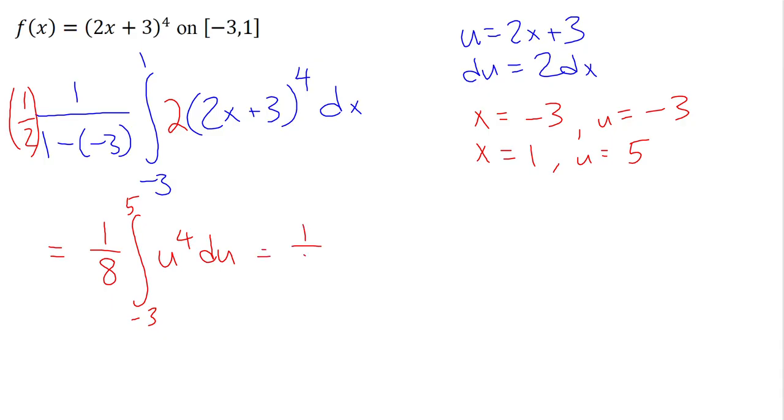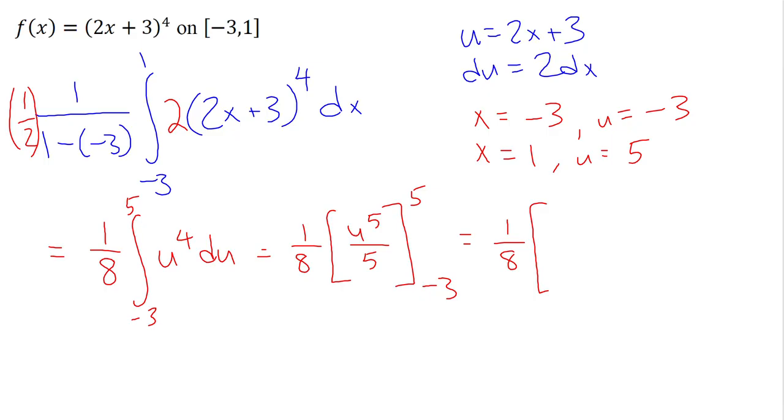So we end up with 1/8 of u to the 5th over 5 from -3 to 5. And that will be 1/8 of, well, let's see, u to the 5th over 5. When u is 5, that's really just going to be like 5 to the 5th over 5 to the 1st, or 5 to the 4th. So 5 to the 4th is 625. And then for -3, if we raise that, we'll put our minus, and then it's going to be a negative, right? Negative 3 to the 5th power is 243. So that's a negative 243 over the 5.